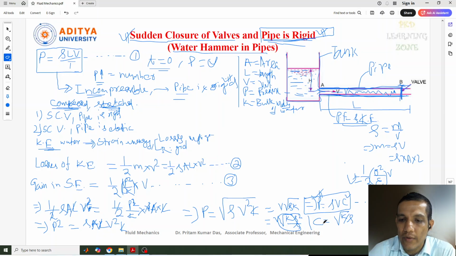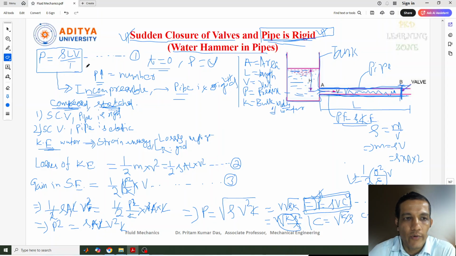And here, what is the term C? C is nothing but the velocity of the pressure wave. I hope you understand that when the valve is closed suddenly and the pipe is rigid, this is the final pressure that will be there and how the pressure is affected. So this is the term P equal to rho into V into C. This is the equation.